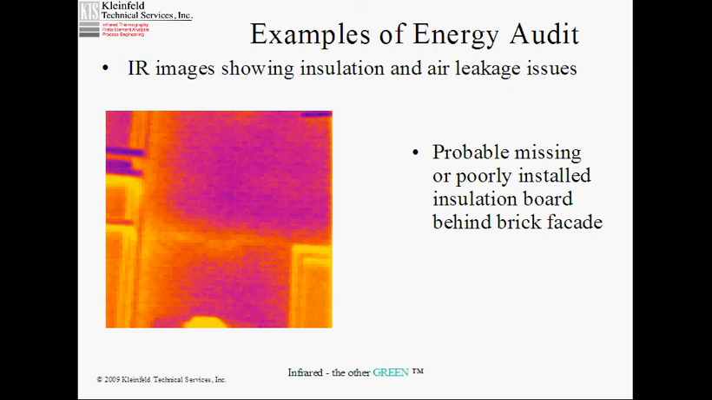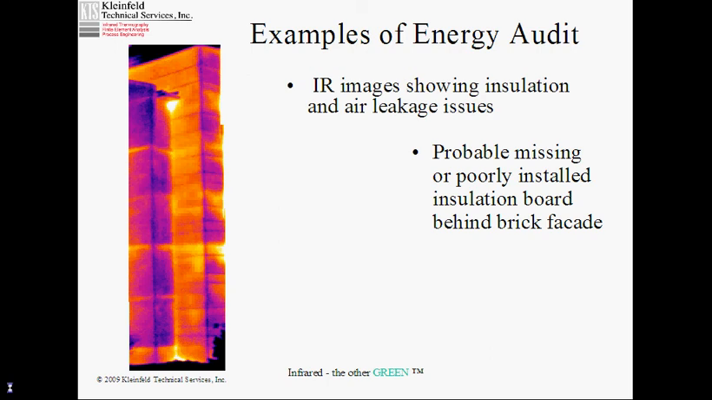The next couple of images are from one particular project. This is again exterior, and you can see the warm areas, part of which are next to a joint, a change in the facade, but part of which are also along where the insulation board would be behind it. Same project, same buildings. All those warm areas are problems.